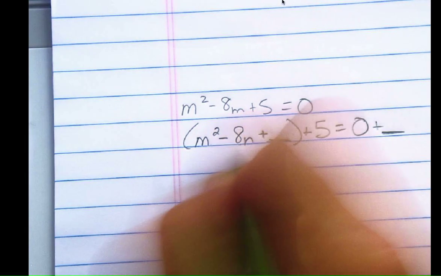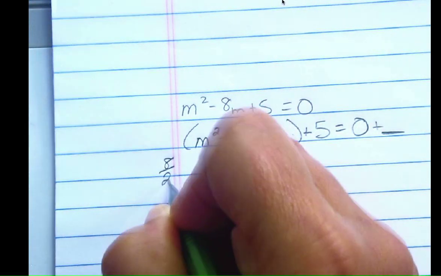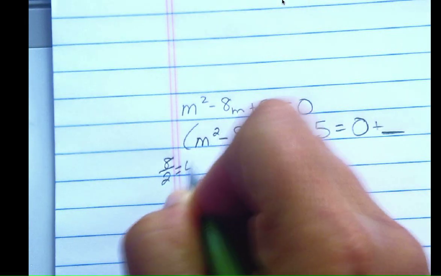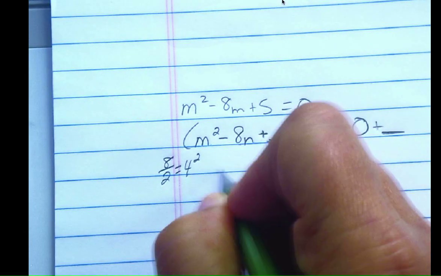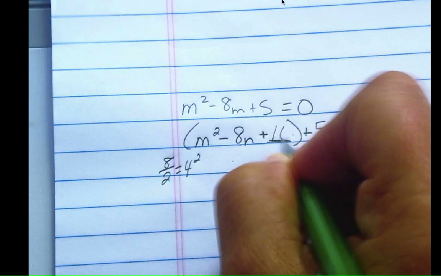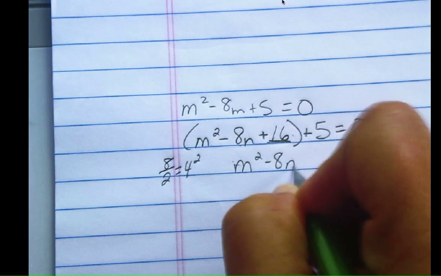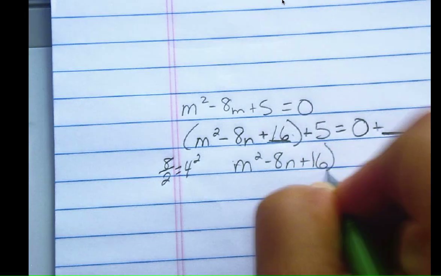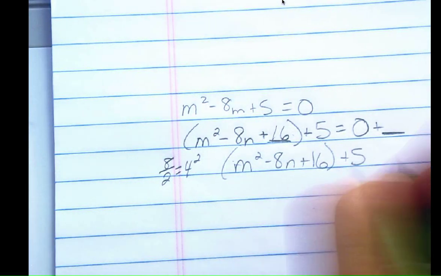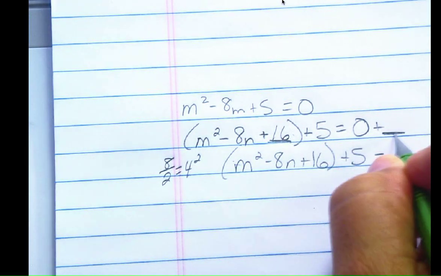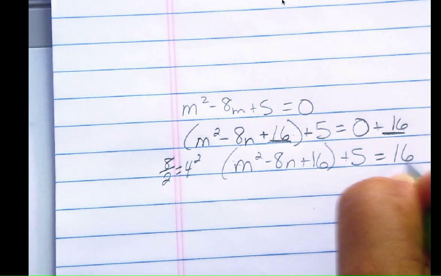So I take half of 8. 8 divided by 2 is 4, and I square that number. So that number is 16. So I have m squared minus 8m plus 16, all in parentheses, a 5 on the outside. What I did, I have to add 16 over here, and there I have that.